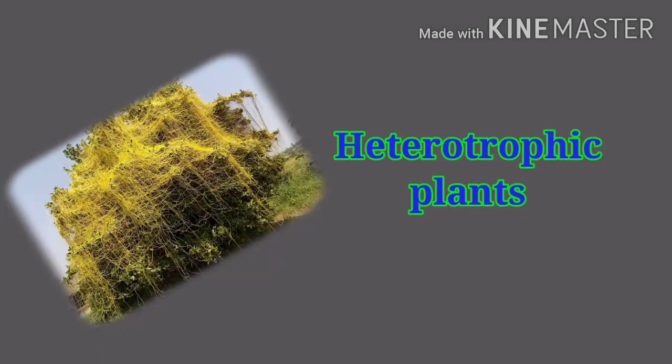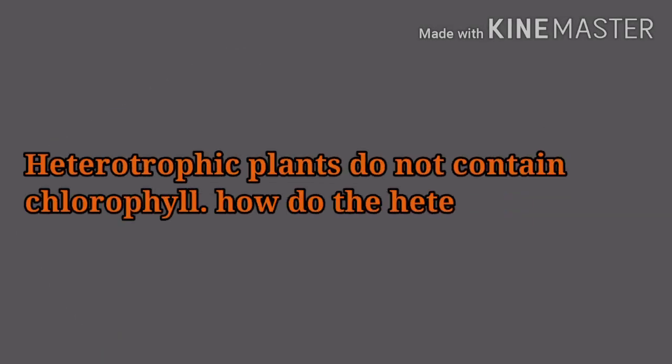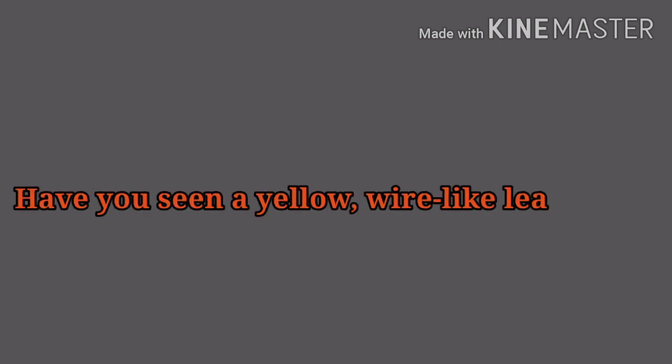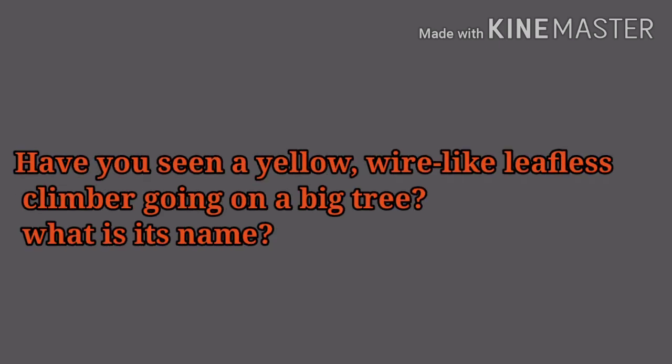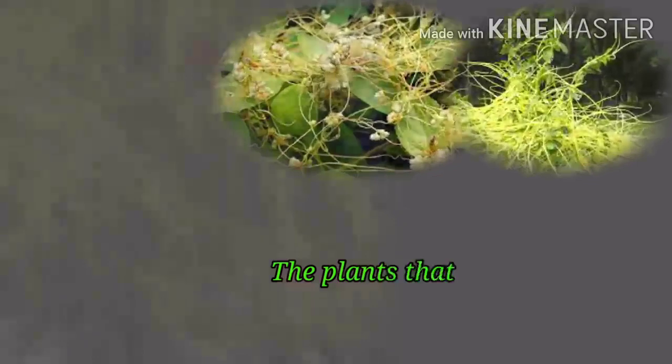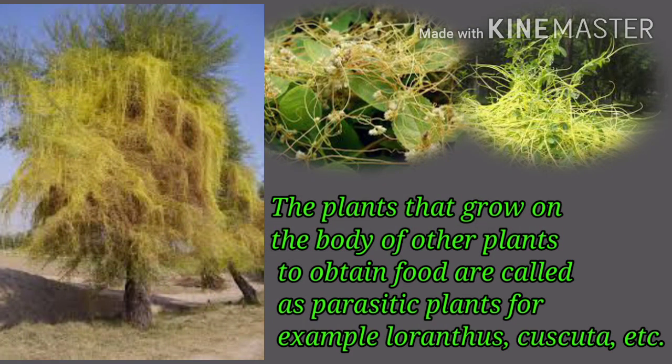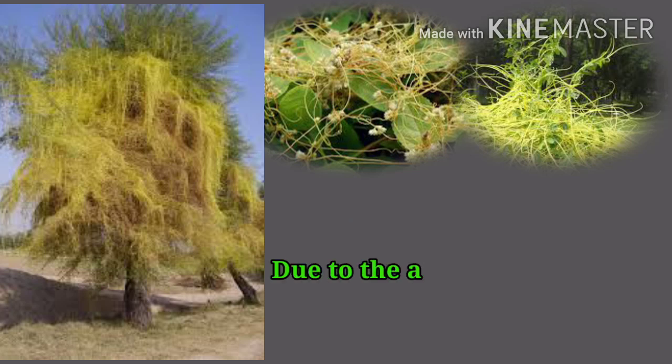Heterotrophic plants. Heterotrophic plants do not contain chlorophyll. How do the heterotrophic plants live? From where do they get food? Have you seen a yellow wire-like leafless climber which is growing on a big tree? What is its name? The plants that grow on the body of other plants to obtain food are called parasitic plants. For example, Loranthus, Cuscuta, etc.